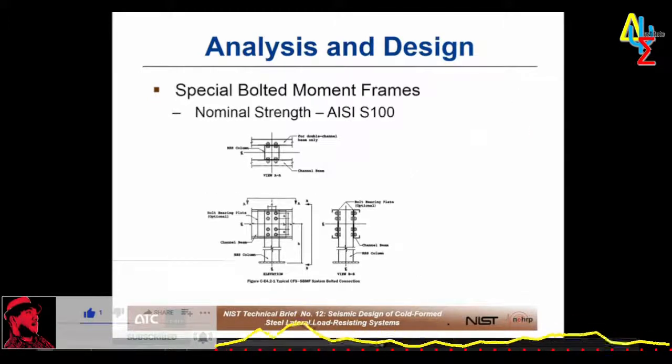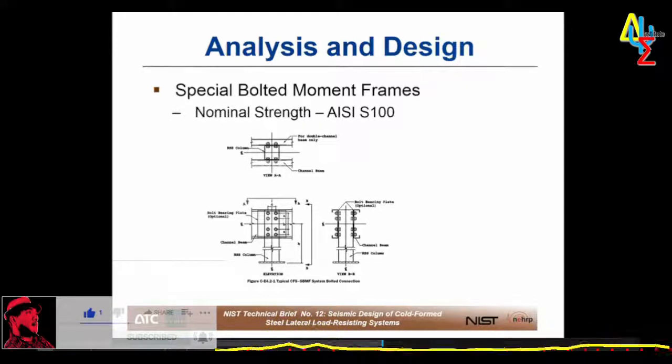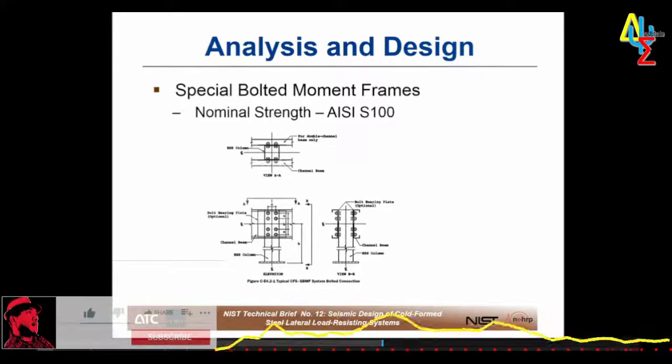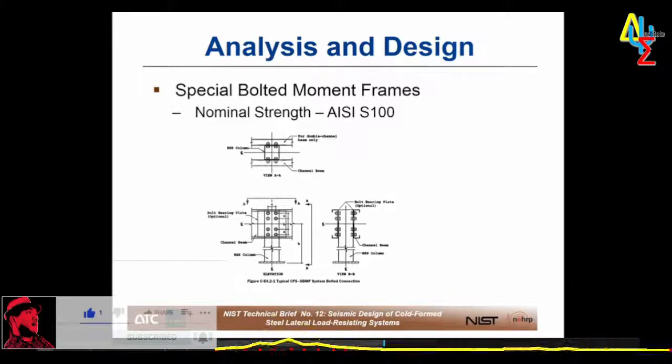And special bolted moment frames are a very particular type of seismic force resisting system with really strict requirements on their usage. They are probably most commonly used for mezzanine or platform type structures inside other structures, but they can be used in other applications. And the nominal strength of the frame is calculated based on AISI S100 in terms of the member properties and the strength of the connections.